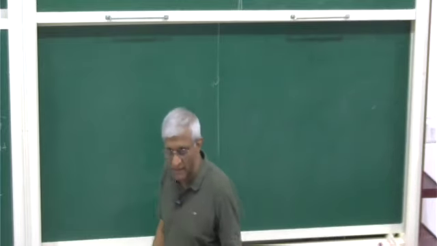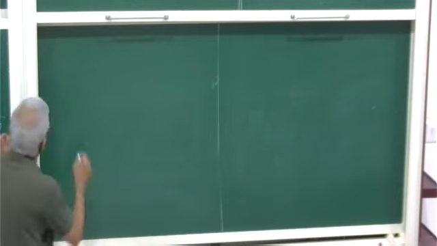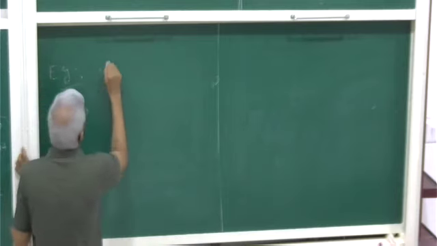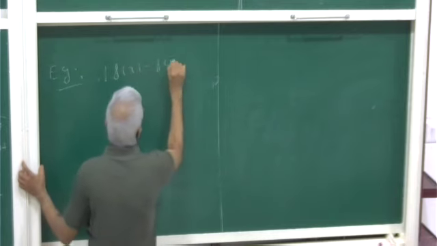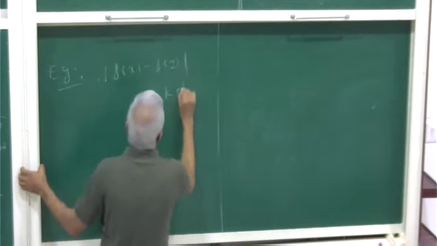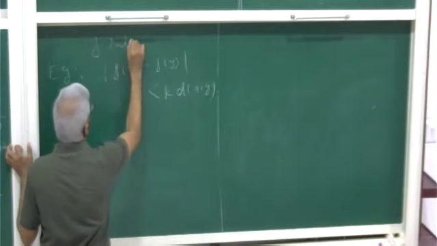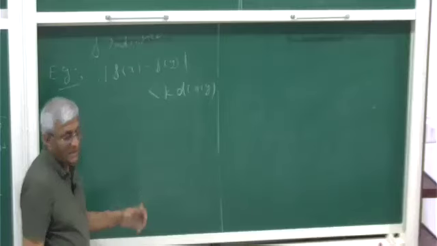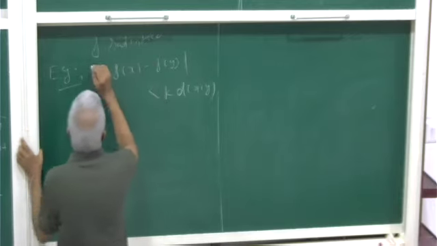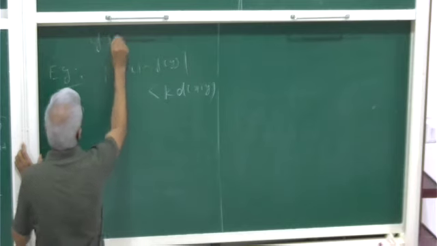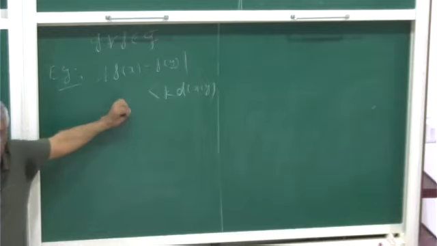As I said, if all of them are uniformly continuous, that need not imply equicontinuity, but all of them with a single bound does. For example, this is Lipschitz continuity: if |f(x) - f(y)| is less than or equal to k times d(x,y). If some function satisfies this, then it is uniformly continuous. If it is true for all f with a single k, then it is equicontinuous.